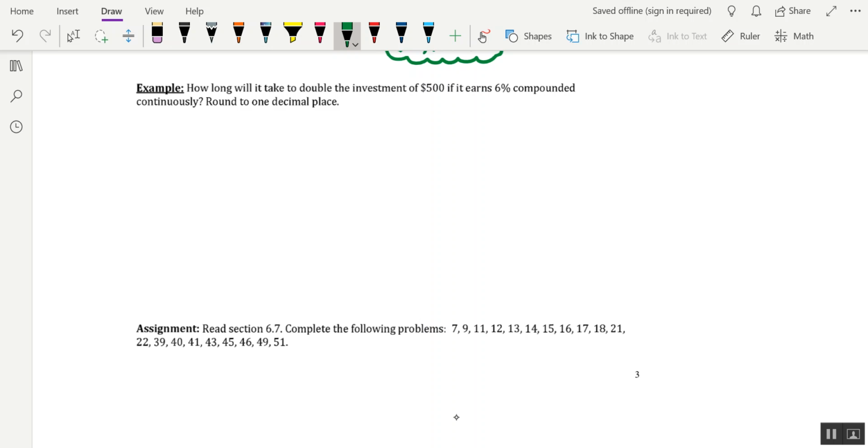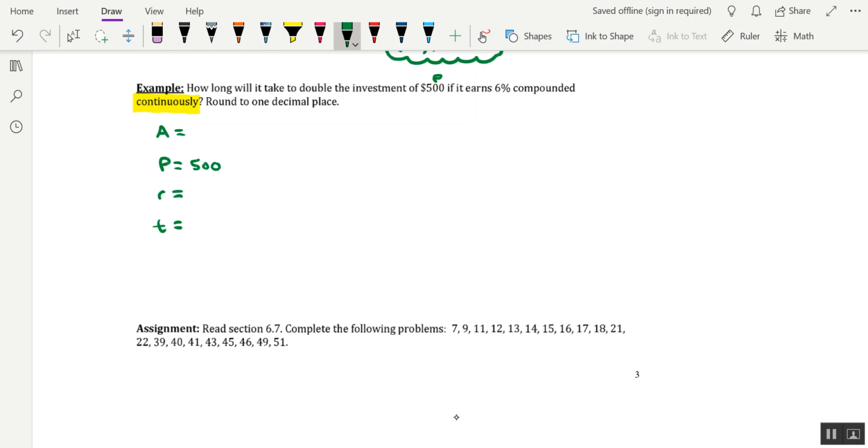I'm going to make a list of the variables involved in the formula for continuous interest, because it does have that keyword in the instructions, continuously. So A, P, R, and T. You have to be careful. It says how long will it take to double the investment of $500. So this $500 is actually a value of P.